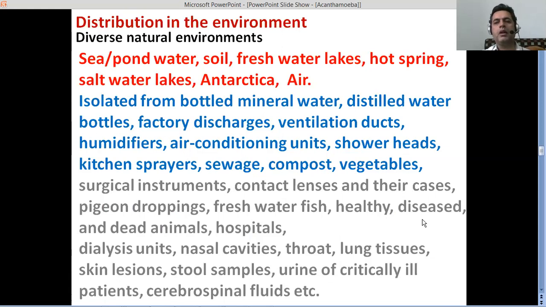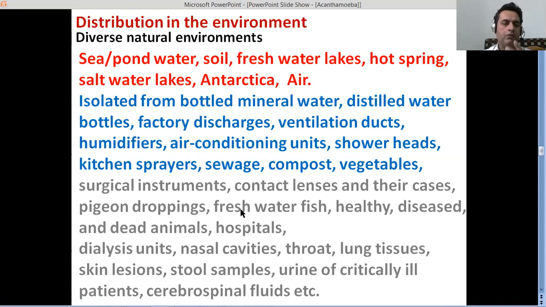Fresh water, healthy, diseased, and dead animals, hospital settings, cerebrospinal fluid, and different parts of the human being. So it's almost ubiquitous in the environment. You can say it's almost present everywhere. And people can get infected if they come in contact with these pathogenic species that we discussed earlier. Not all of the species are pathogenic, but many of them. Even the pathogenic species have been isolated from many different settings.